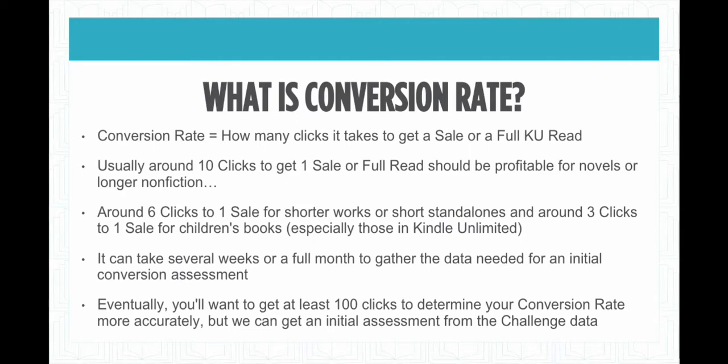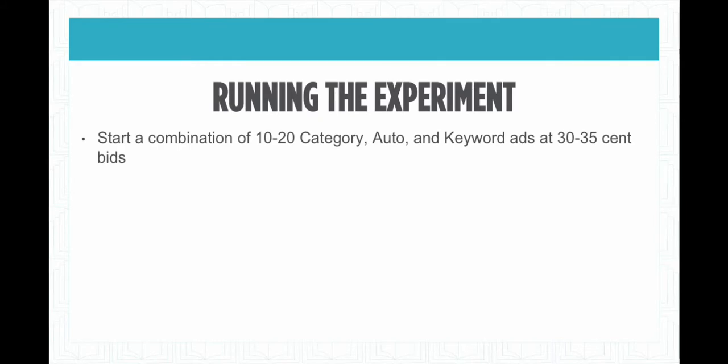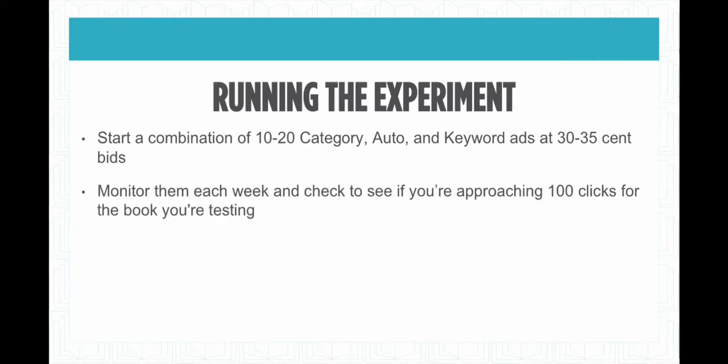That is going to be how you figure out your book's conversion rate, which in turn determines your book's possibility of profit. How do you run the experiment? First, you start with a combination of 10 to 20 category, auto, and keyword ads at your low bids of 30 to 35 cents. You're going to keep an eye on them every week.